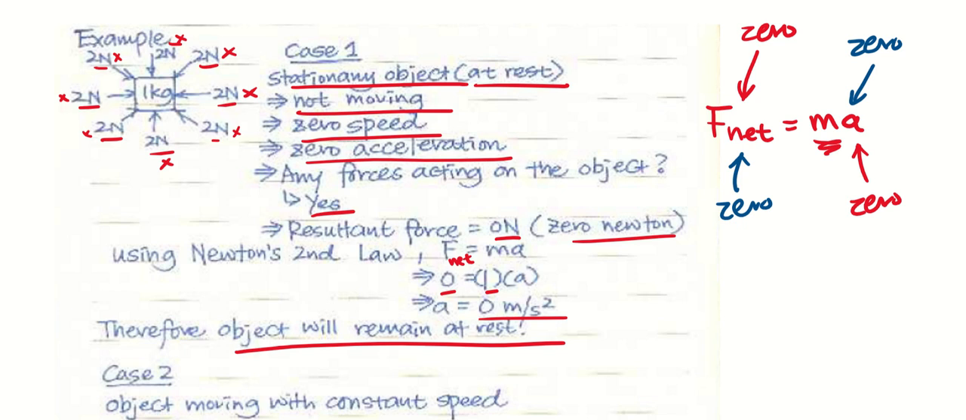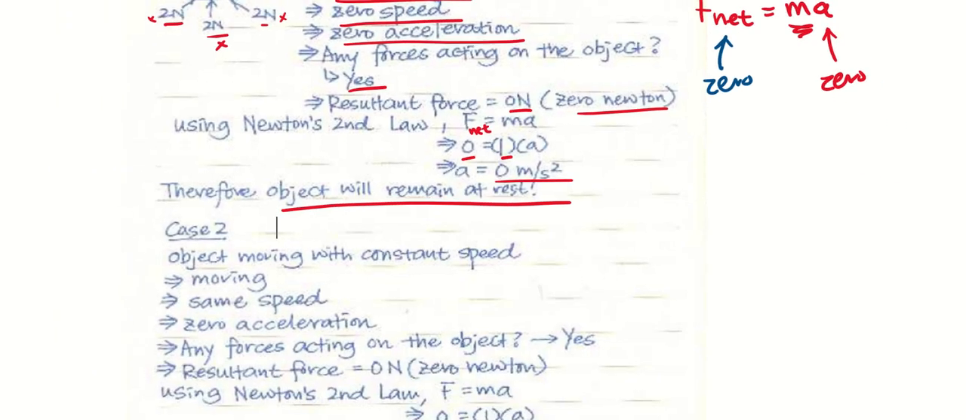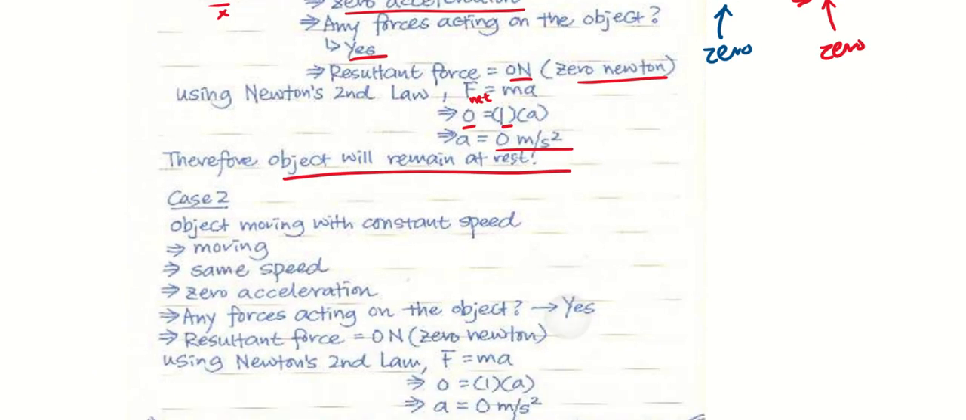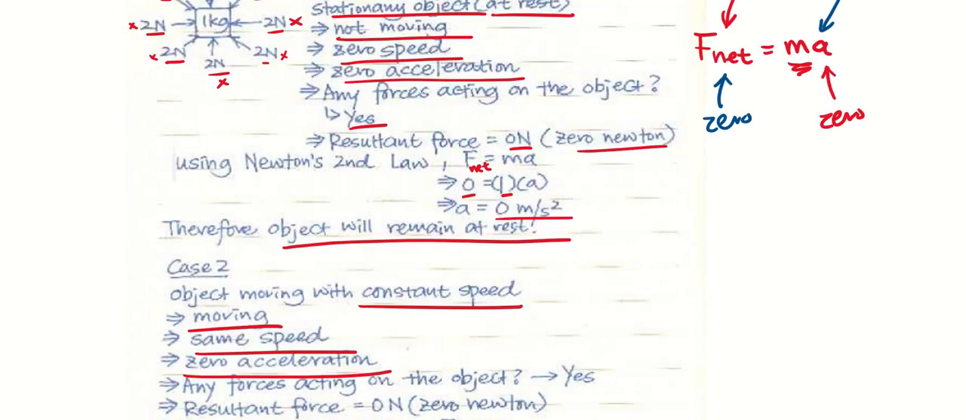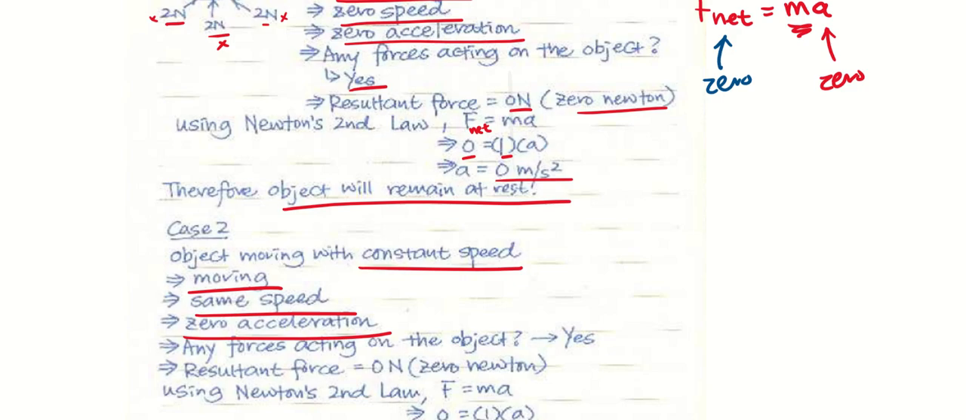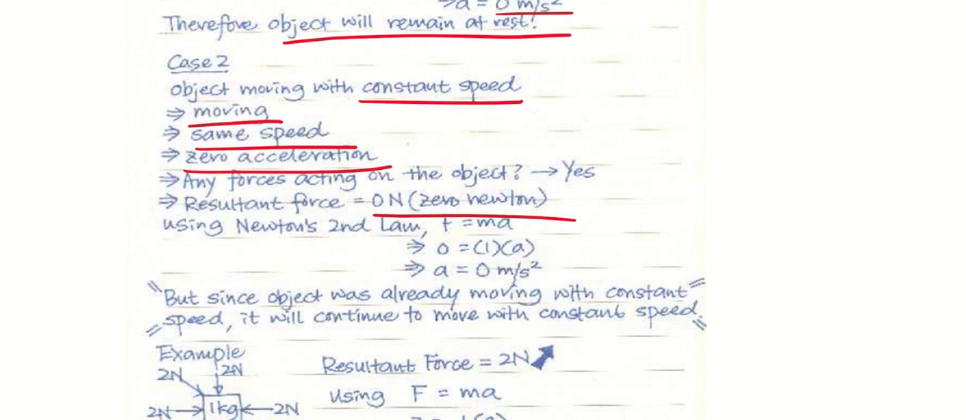Okay, how about we look at another case, case 2. It is moving with constant speed. Constant speed means it's moving at the same speed, therefore 0 acceleration, right? So are there any forces acting on the object? Yes, there are. And you see from this diagram that the resultant force is 0, so therefore 0 Newton.